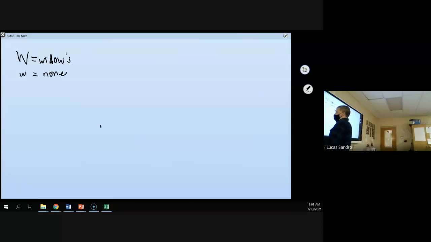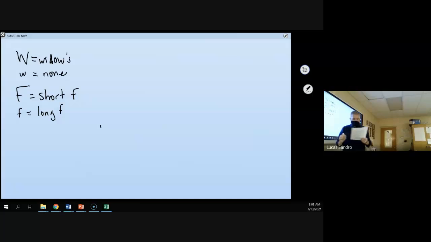Number 4, widow's peak is dominant over continuous hairline. Ooh, this is a fun one. Okay. You know what widow's peak is? This thing, right? Yeah. And then little w, none. And then big F is short fingers. Little f is long fingers. Okay. And 2 individuals with widow's peak and short fingers.